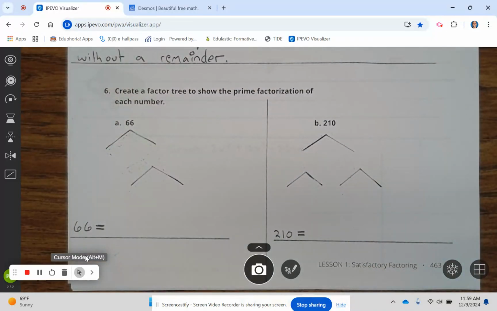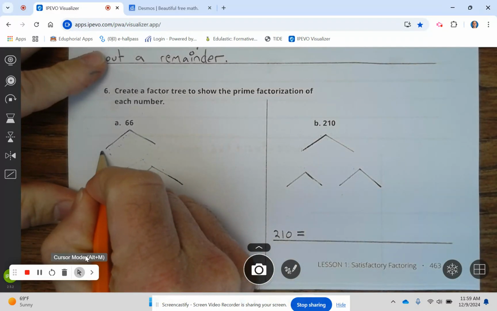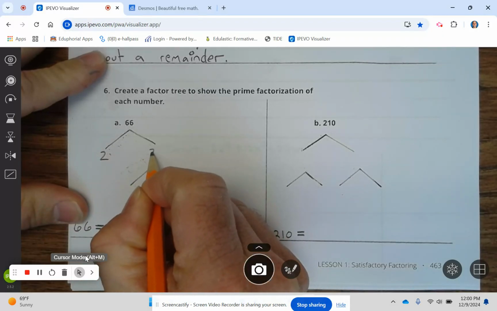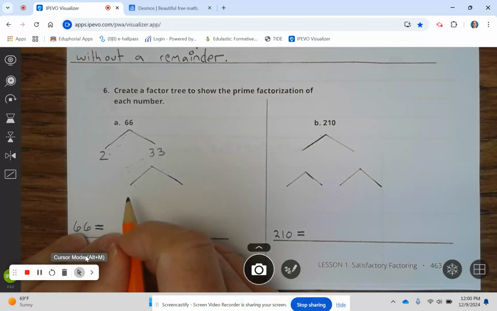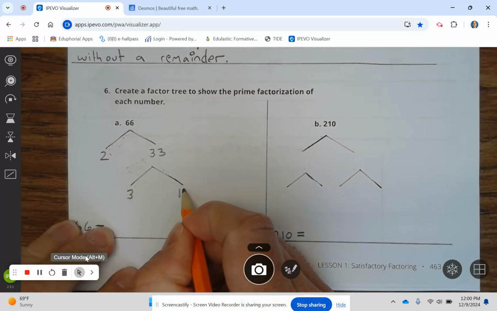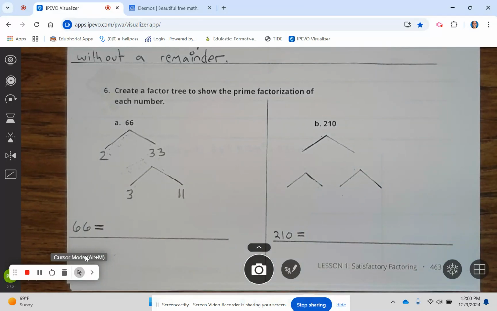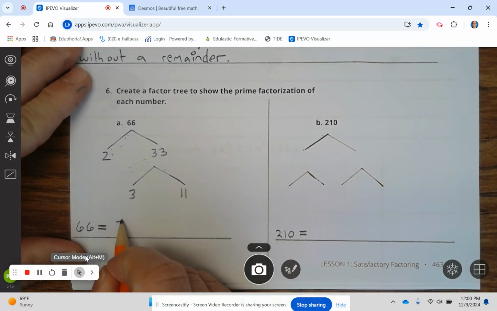Six, create a factor tree to show the prime factorization of each number. So 66 can be broken down into 2 times 33. And 33 can be broken down to 3 times 11. So 66 equals 2 times 3 times 11.